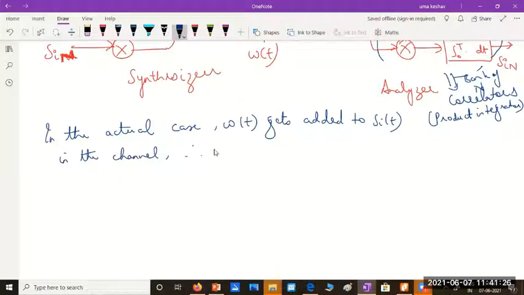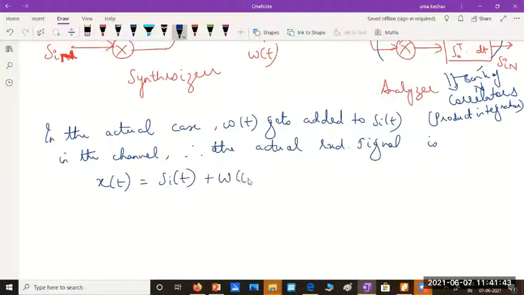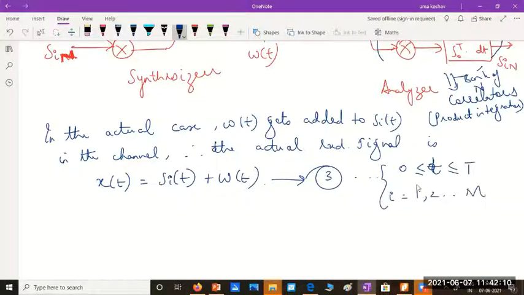Therefore, the actual received signal, let me consider it as x of t, which is si of t plus w of t. Remember, this is the actual received signal which we have rather than just si of t. We will not directly get si of t, but we will get this signal. And remember here the signals will exist between 0 to capital T, and the value i ranges from 1 to m. If j ranges from 1 to n.